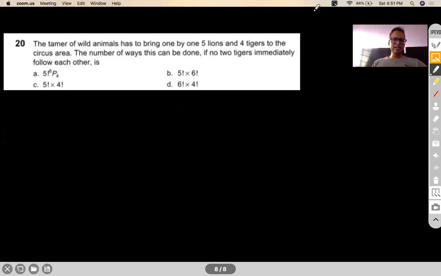A tamer of wild animals has to bring one by one 5 lions and 4 tigers to the circus area. The number of ways this can be done if no 2 tigers immediately follow each other. 2 lions can follow each other if they want, but no 2 tigers, right? Because lions are very gentle animals. Tigers are not.